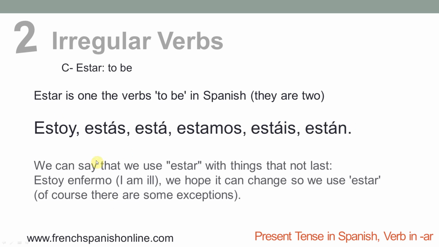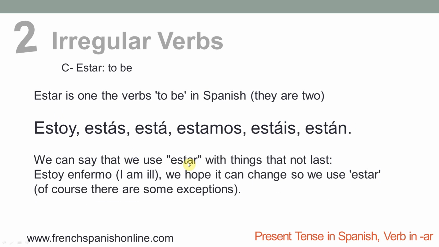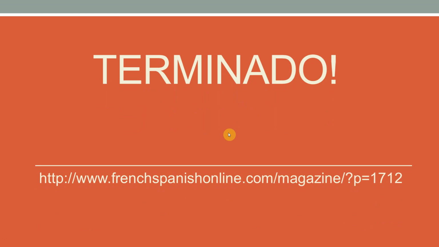We can say that we use this verb, estar, with things that do not last. For example, when you say estoy enfermo, I'm ill. So we hope, of course, that it can change. Because it's going to change, you are not going to be ill all the time. In this case, we use the verb estar. It's a kind of rule. Of course, there are some exceptions, but you can remember this rule and the difference between this verb to be, estar, and the other one. And I think it's enough for this lesson.